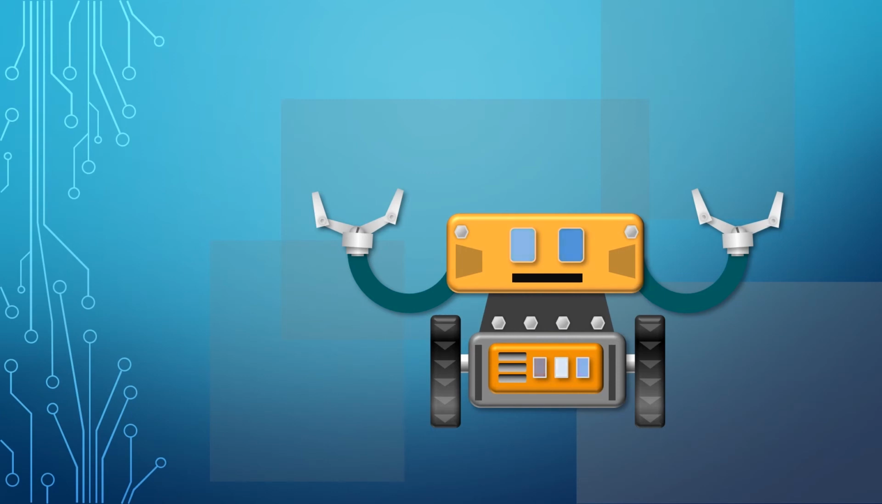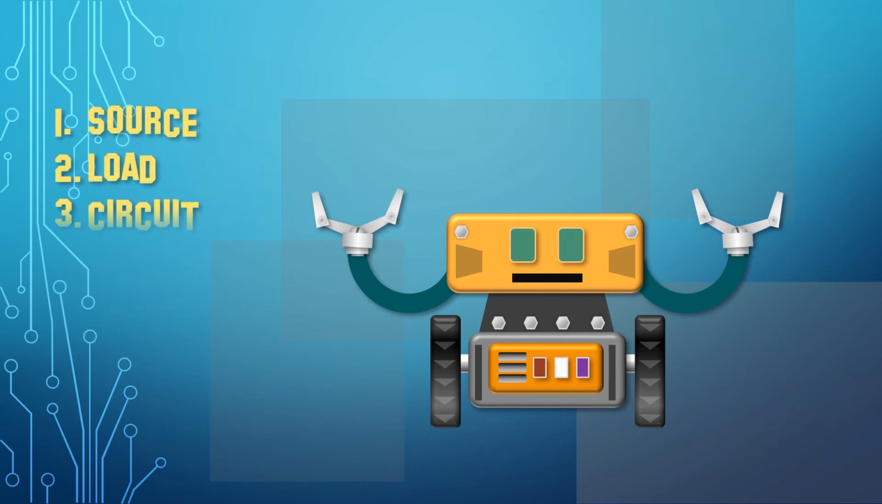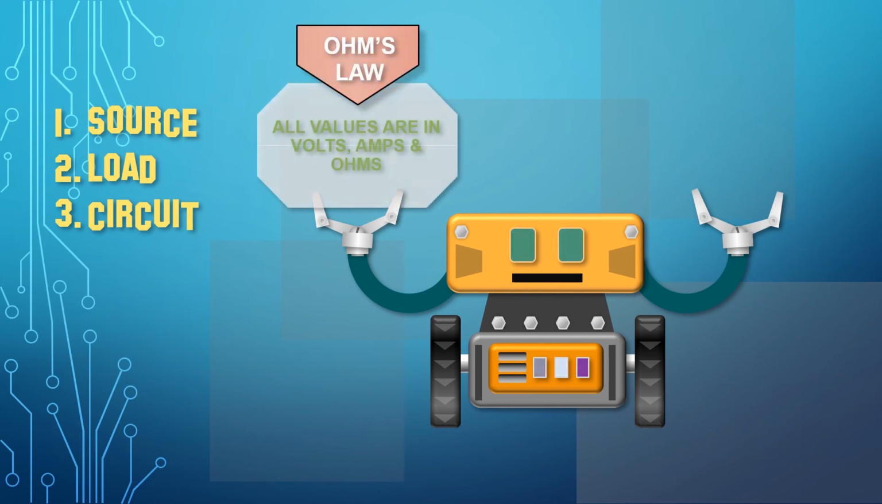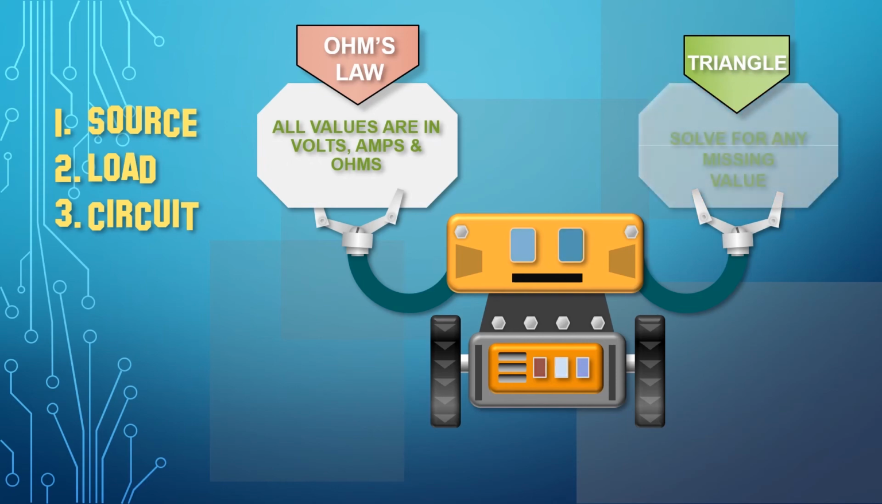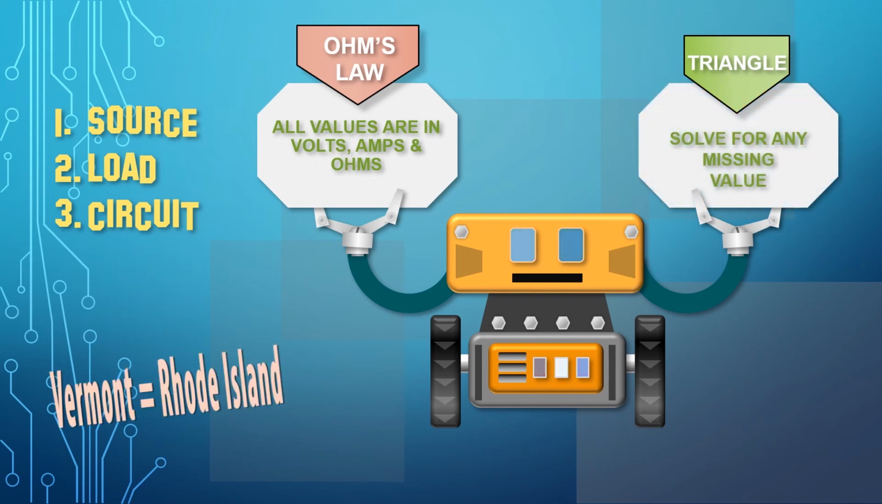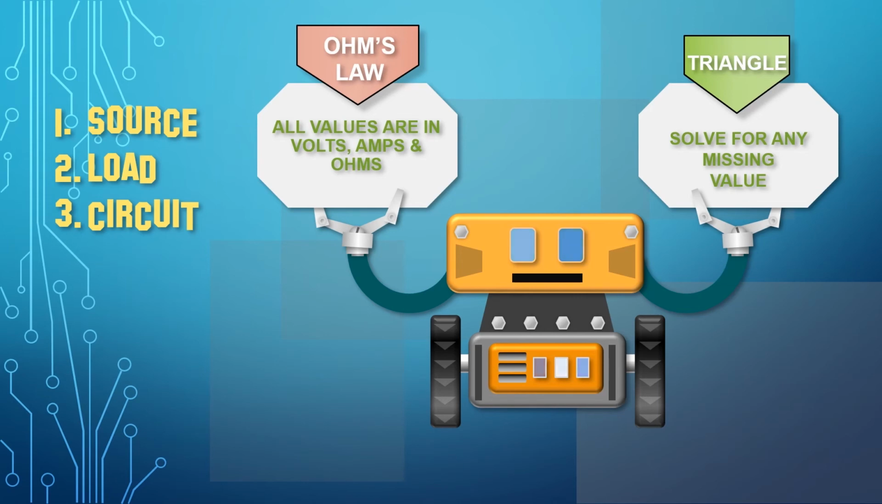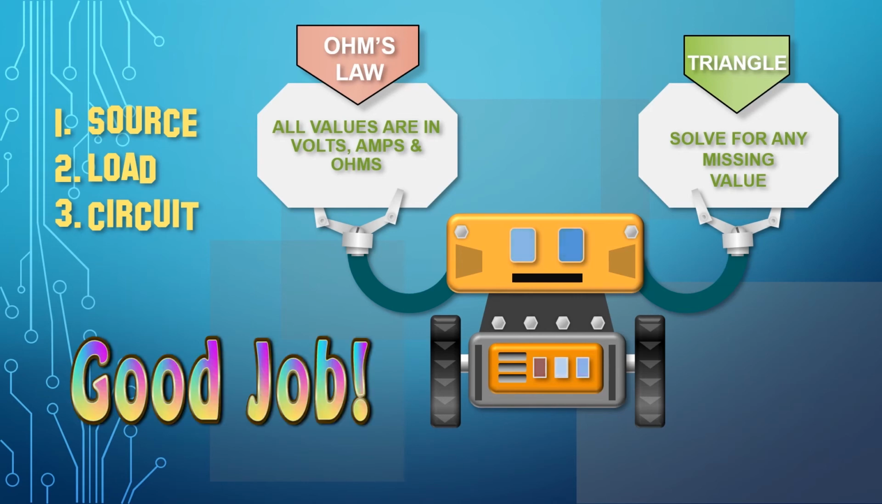Gizbot wants to review what we have learned. Can you help him? What are the 3 basic parts to every electrical system? What is Ohm's law, and what rule is important to remember? Can you remember the Ohm's law triangle? What does Vermont equals Rhode Island mean? If you don't remember, you can go back and review our lesson. Good job, everybody.